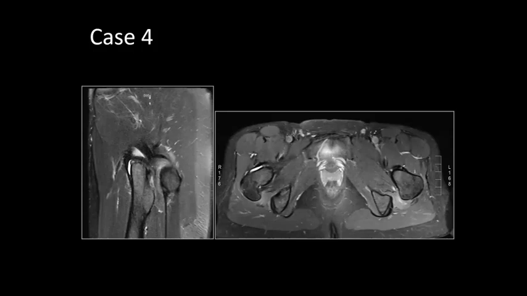An MRI view, axial view and coronal view of both hips, shows there is an abnormal signal intensity seen at the posterior aspect of the left hip joint between the ischium and the femoral head.